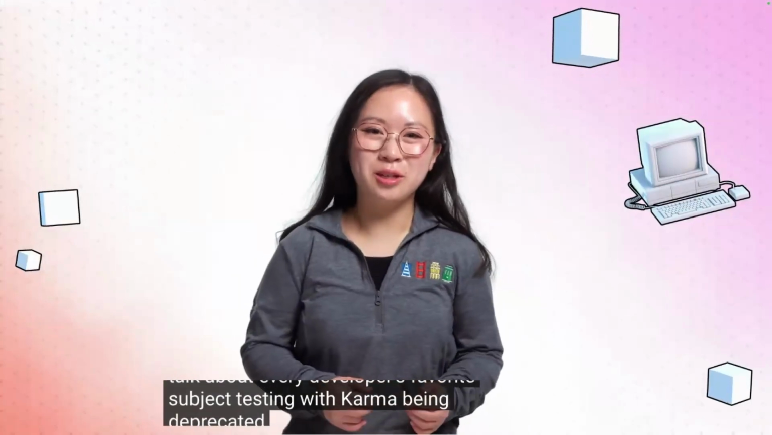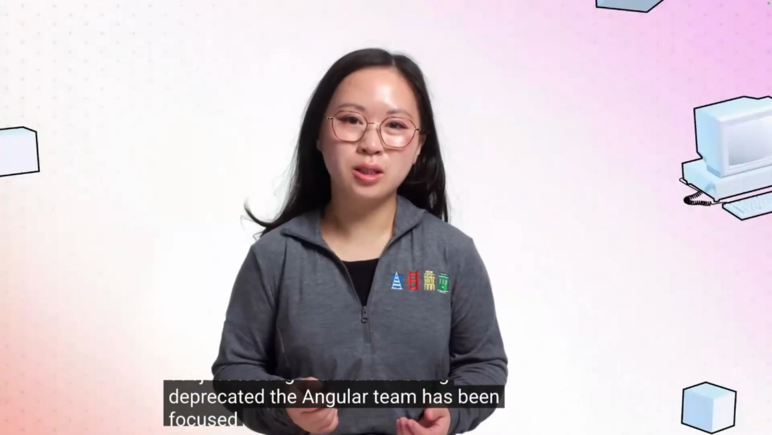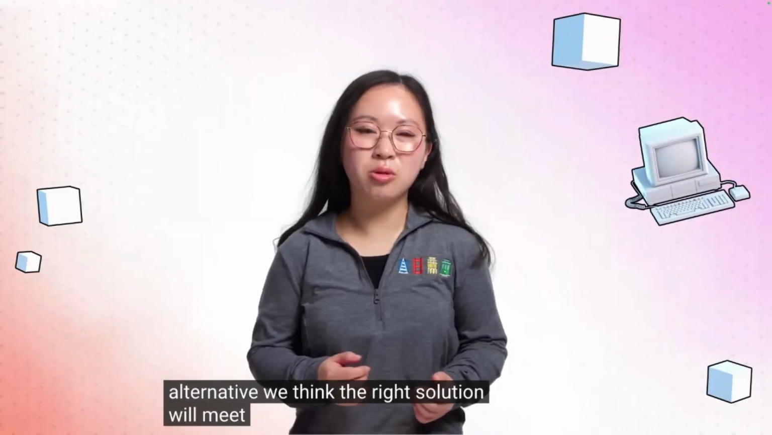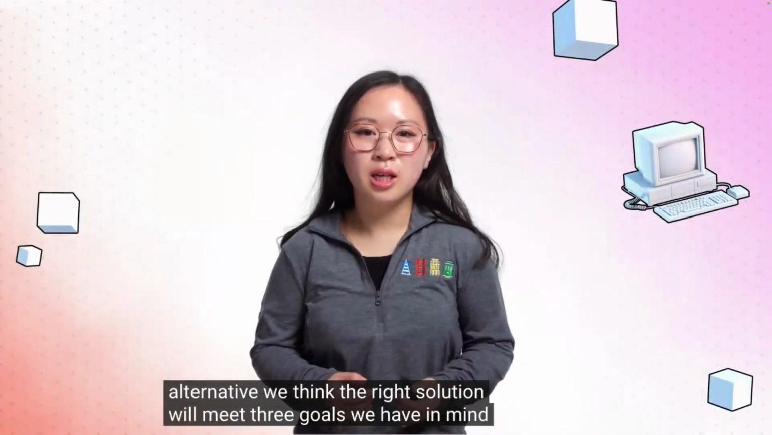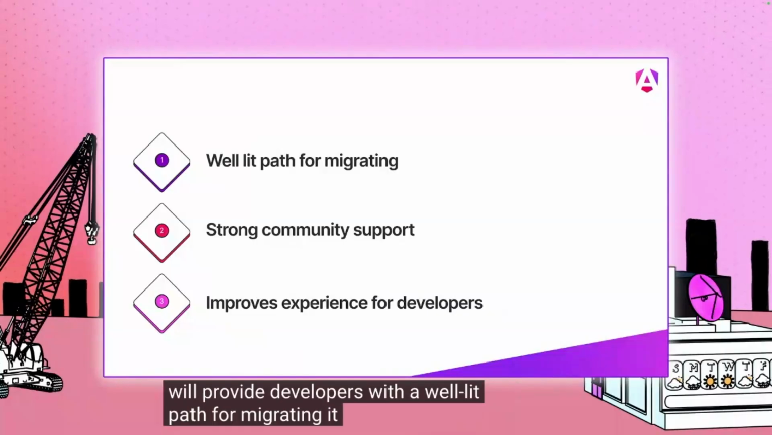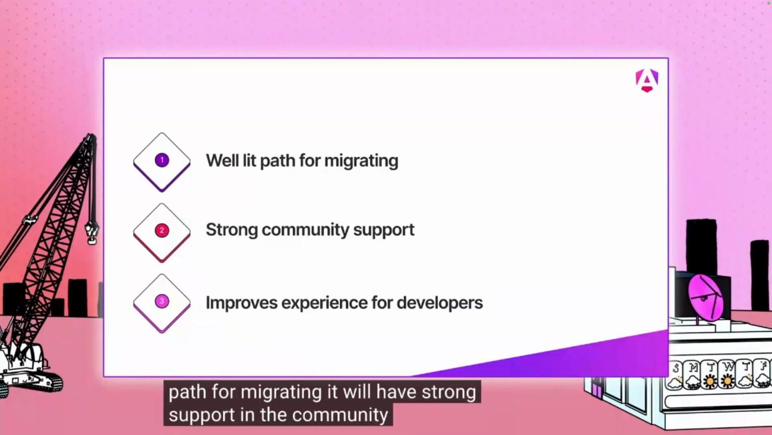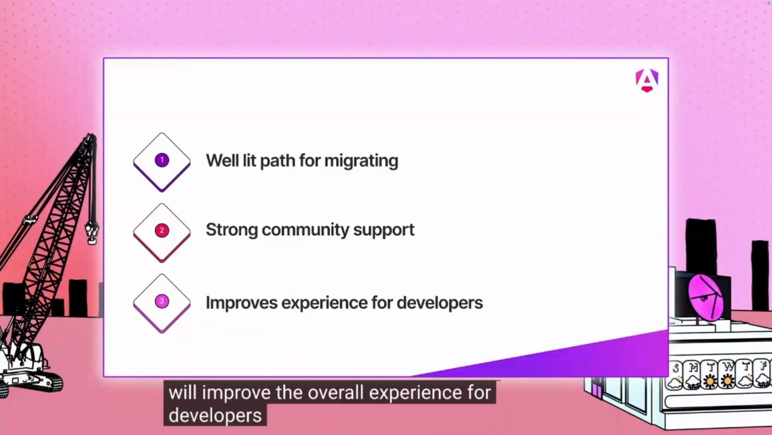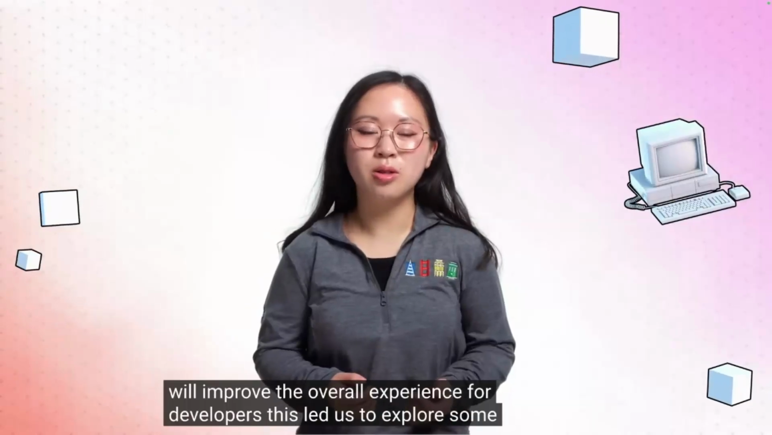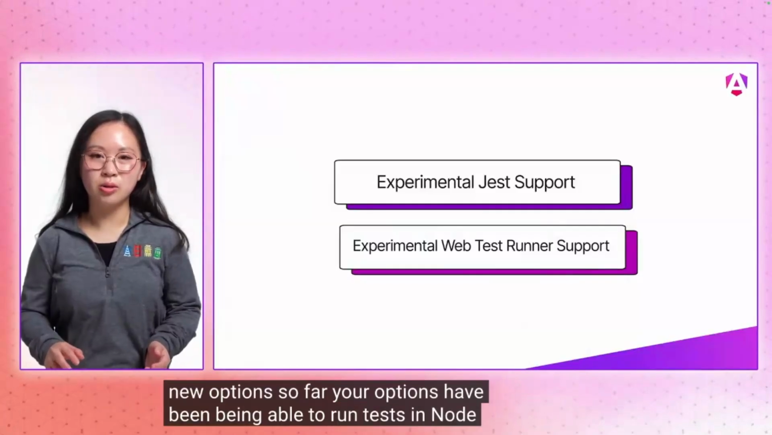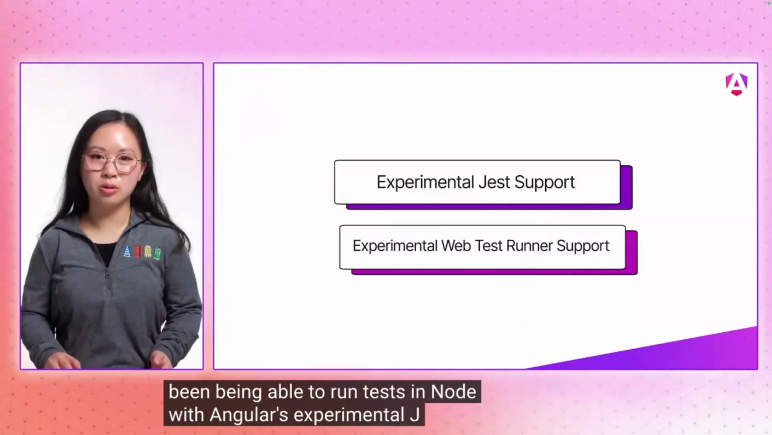With Karma being deprecated, the Angular team has been focused on finding a suitable alternative. We think the right solution will meet 3 goals we have in mind. It will provide developers with a well-lit path for migrating. It will have strong support in the community. And finally, it will improve the overall experience for developers. This led us to explore some new options. So far, your options have been being able to run tests in Node with Angular's experimental Jest support.